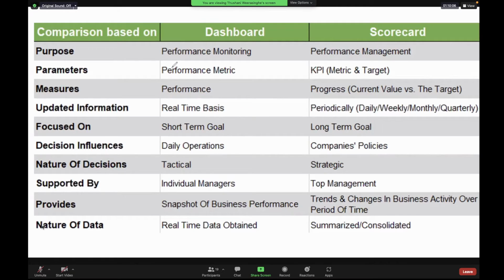Basically, the purpose of a dashboard is performance monitoring. The scorecard is also for performance monitoring. Both will support you there. Parameter-wise, the scorecard has some metrics and targets. This one has a performance matrix, and again we have this one depending on the strategic plan, the KPIs and targets, all these things you have defined together with the strategic plan, the long-term plan.